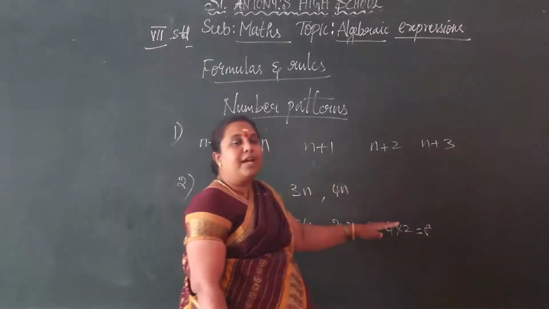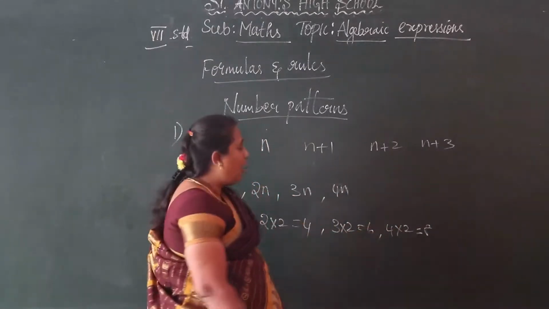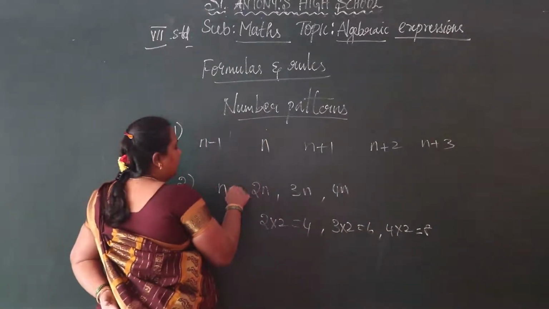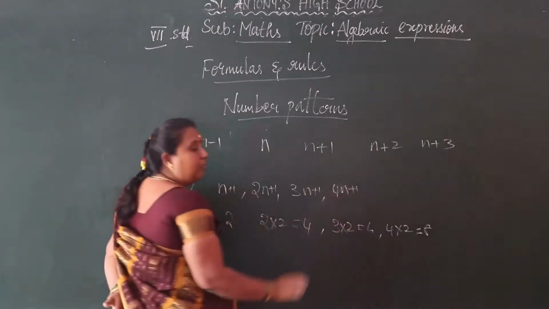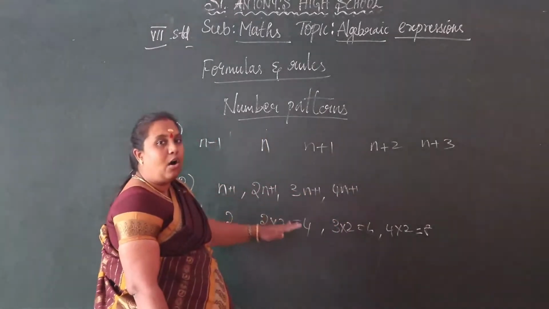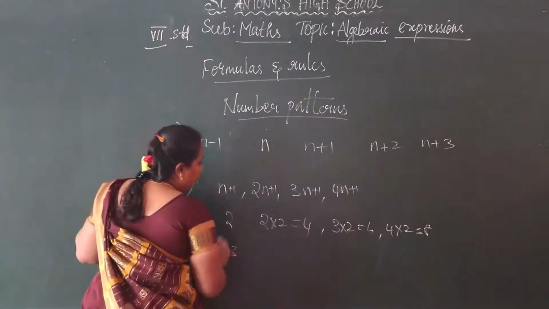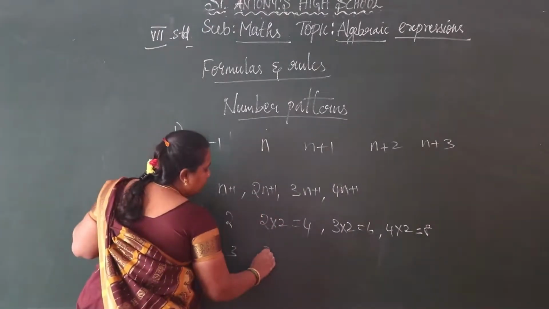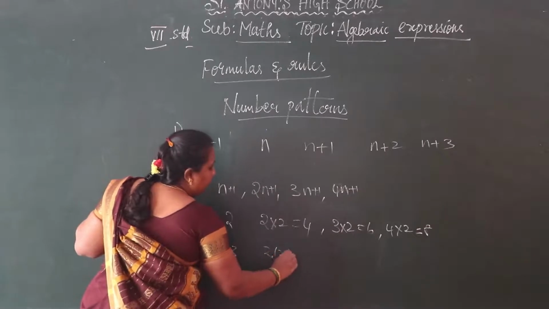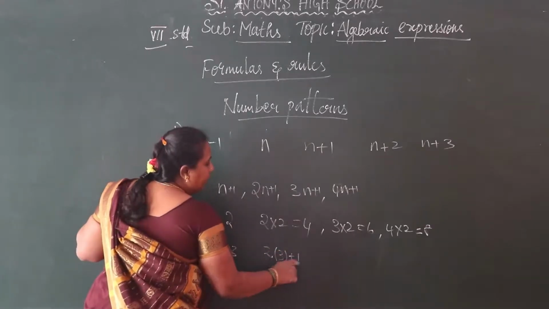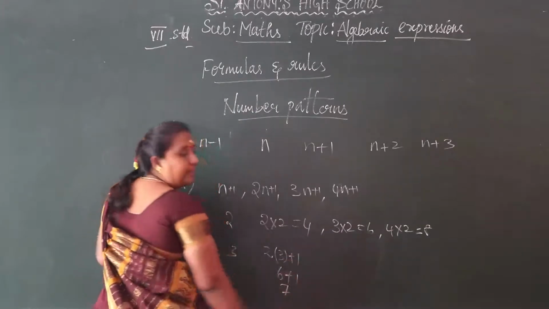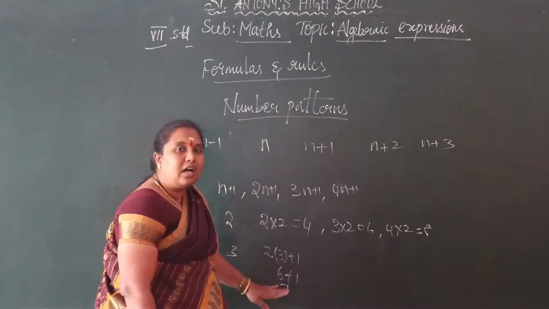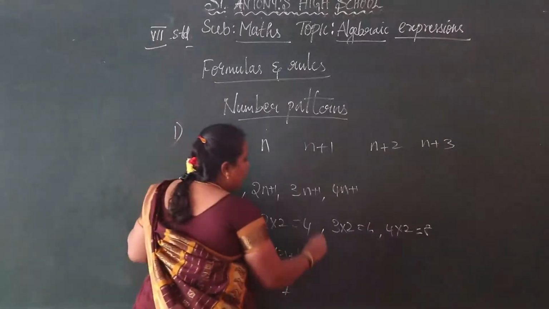If we add 1 to all these numbers, that is 2n plus 1, 3n plus 1, 4n plus 1, we get odd numbers. See, 2 into 3 plus 1 is 6 plus 1, that is 7. So we are having odd numbers. As I said, 3n plus 1.